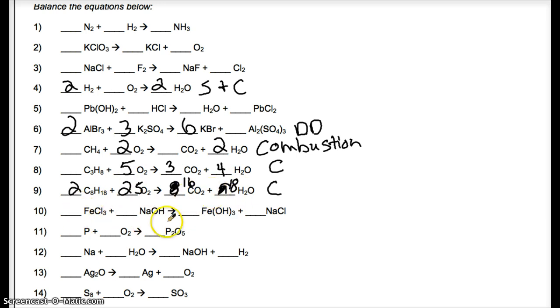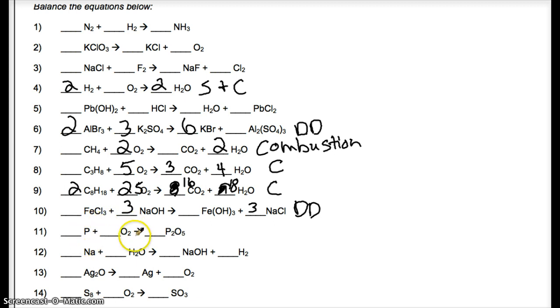So we have Fe, Fe, 3 Cl, 1 Cl. So I'm going to make that a 3. That gives me 3 Na's, 1 Na, so I'm going to put a 3. That gives me 3 OHs, 3 OHs, we're balanced. Now we have FeCl3 and NaOH. So if a double displacement is taking place, two things have to switch. Fe would take the OH, Na would take the Cl, and that's exactly what happens. So this is a double displacement reaction.